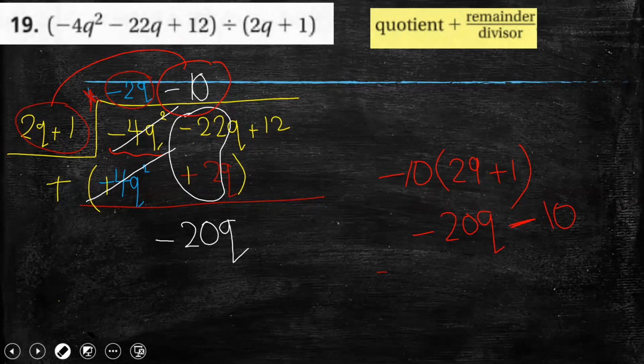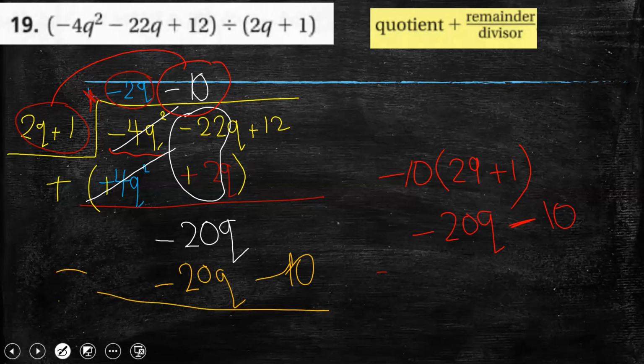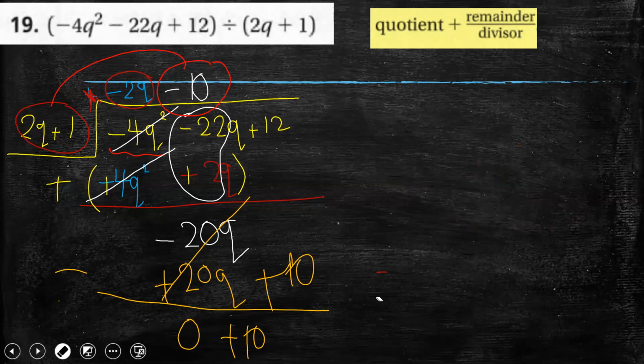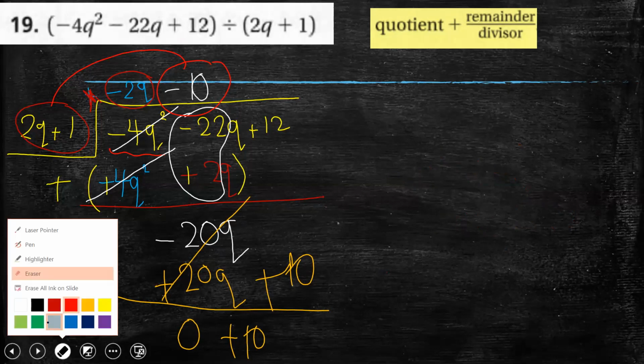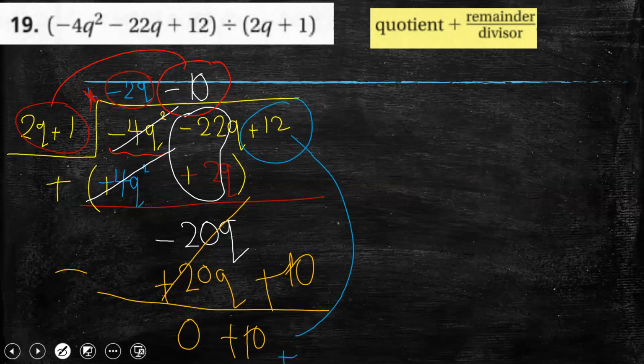Then after that, you will write this one here, negative 20q minus 10. Then you put the magic negative sign. This magic negative sign will change the sign of each term. Then cancel it, 0, plus 10. Then this plus 10. Here, as you see, is there anything left up there? Yes, there is a 12. Just 12. You have to bring it down here.